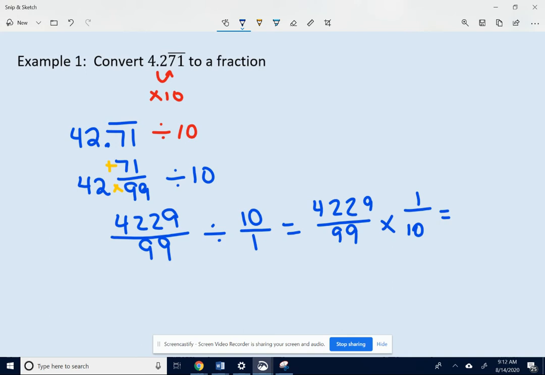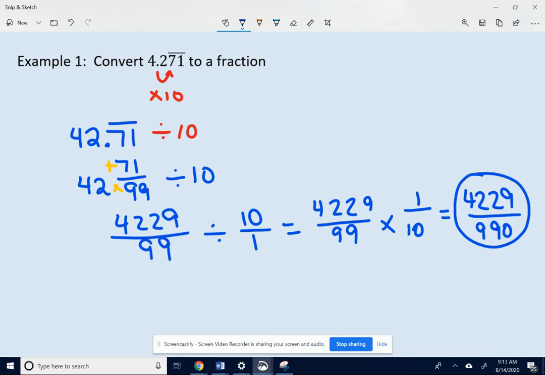Okay, when you have a multiply problem with fractions, you just multiply the tops, multiply the bottoms. So 4,229 times 1 is 4,229. On the bottom, 99 times 10 is 990. Let's just assume that's reduced. I'm not going to have you guys worry about that. I just want you to be able to change these into a fraction. Okay, so 4,229 over 990.